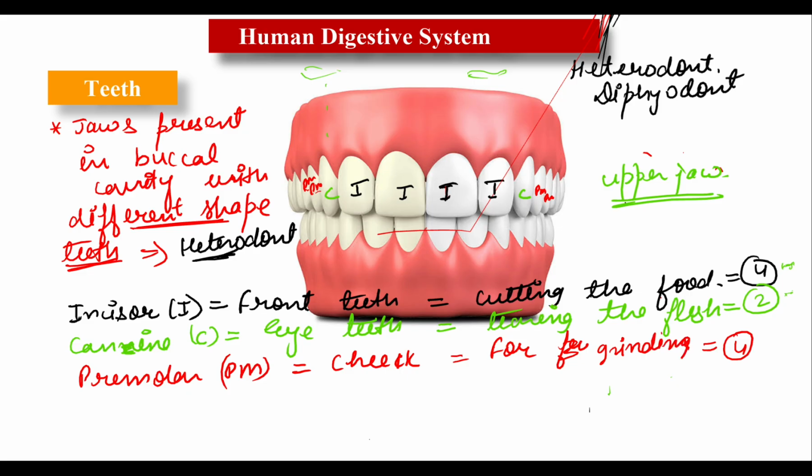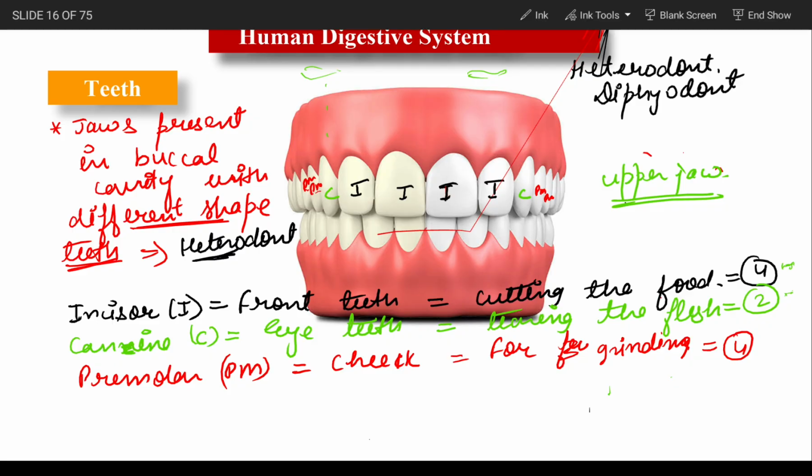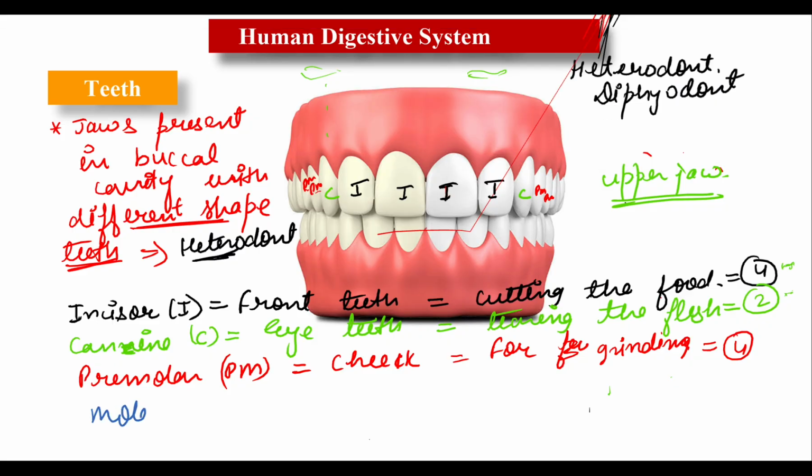Okay, now the next one is known as the molar, that is M. This is also known as the cheek teeth, present in the cheek region, on the side of our buccal cavity. These are also for grinding.